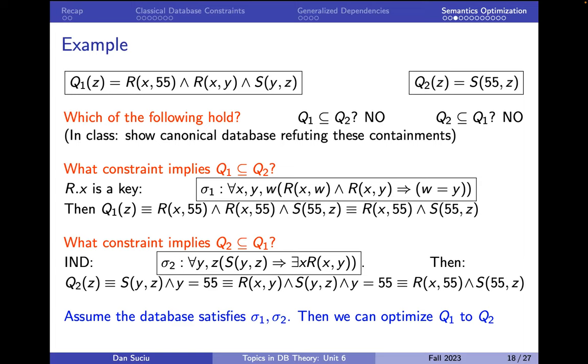Yes. Does it take work to show that the constraints are sort of like the weakest possible constraints that you could put on to get this implication? Because I don't know that this is the weakest possible constraint. Yeah, so it's a good question. If all we care is to make sure that these two queries are equivalent, are these the weakest constraints you can add to make these two queries equivalent?